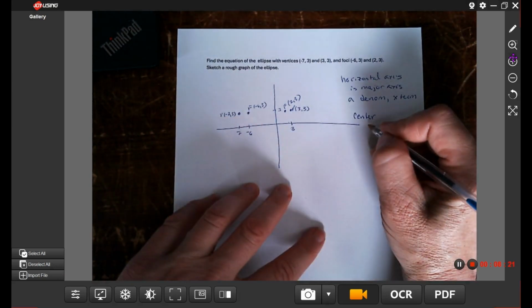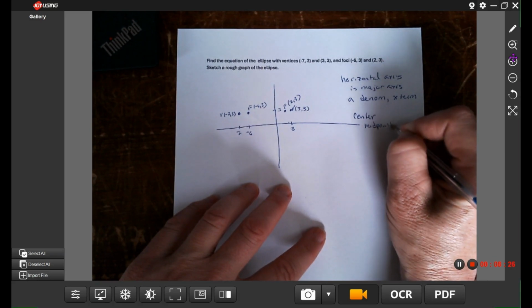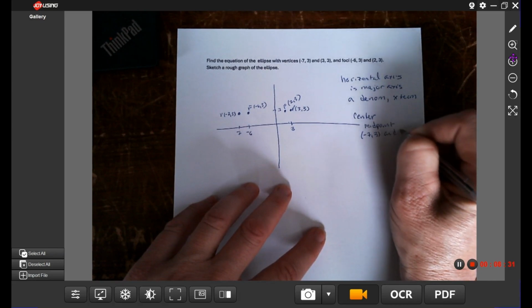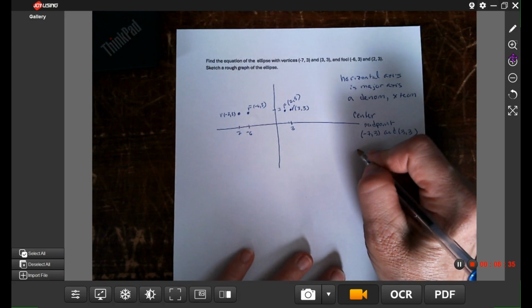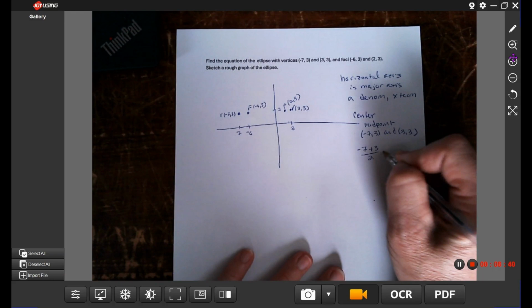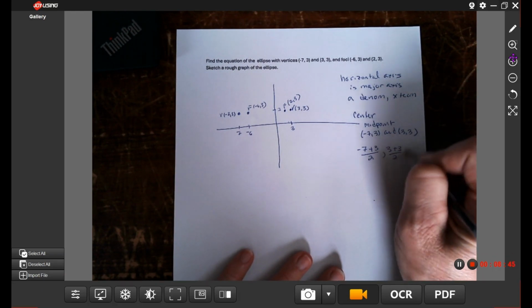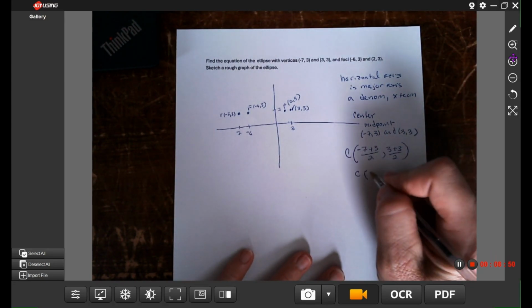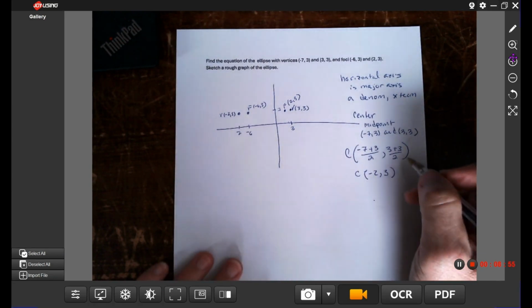So I'm going to take the vertices. So it's the midpoint between -7, 3 and 3, 3. That's my two vertices. So the midpoint formula says I take the x coordinates and add them and divide by 2. And I take the other coordinates, the y coordinates, and add them and divide by 2. So that's going to be my center. So the center is -2, 3.